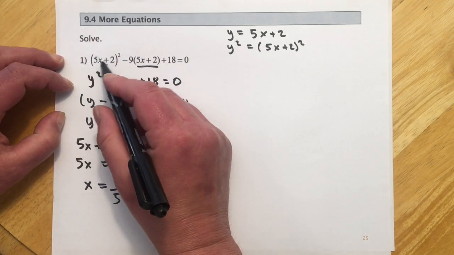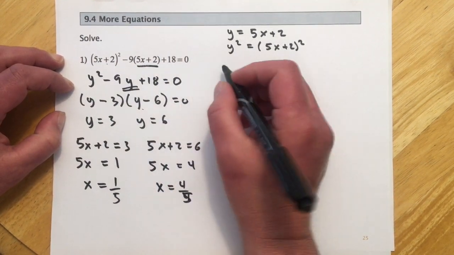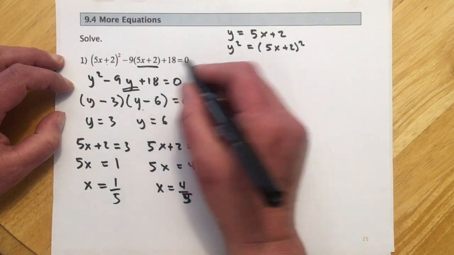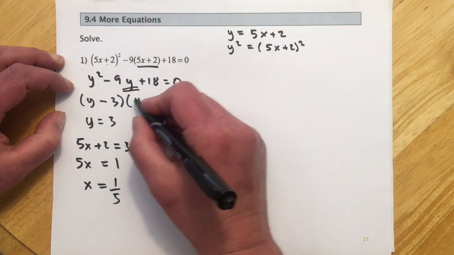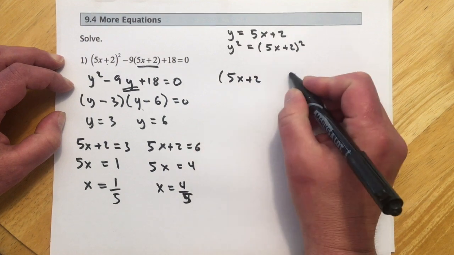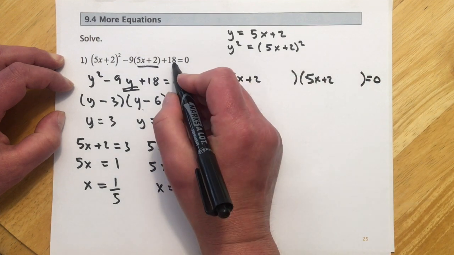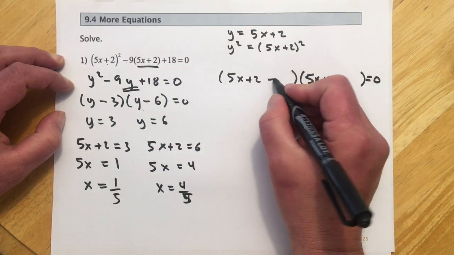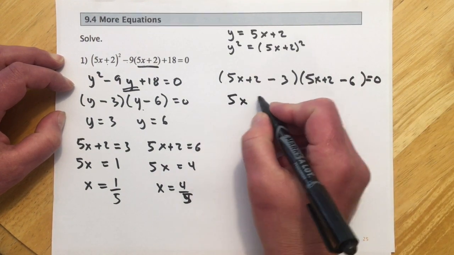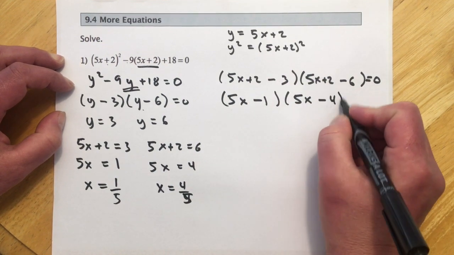So if this is 5x plus 2 quantity squared, then the plain version of that is 5x plus 2. So if I can see that this is like my y down here, then I can just think of it as substituting this right back in at this stage. I can factor this by saying, okay, 5x plus 2, 5x plus 2, and then what multiplies to be 18 adds to be negative 9. So that's the same, minus 3, minus 6. Cleaning this up now, I get 5x minus 1 and 5x minus 4.